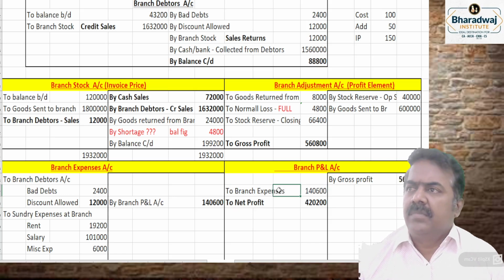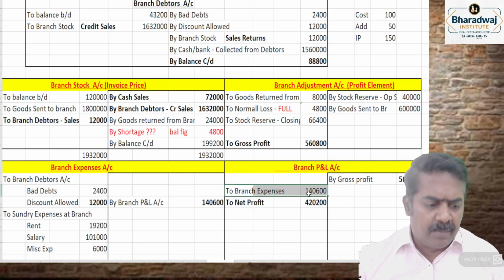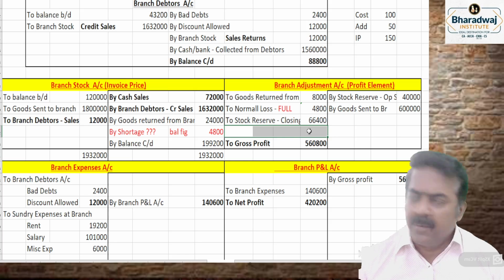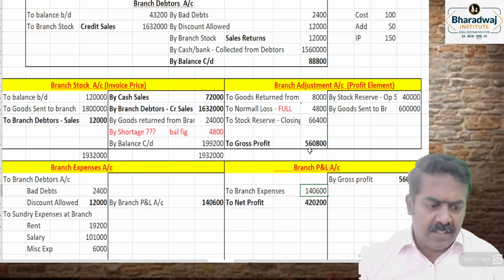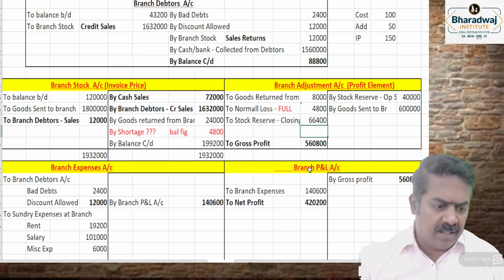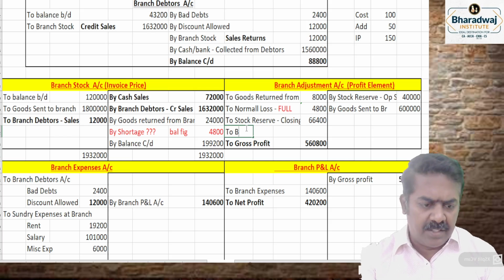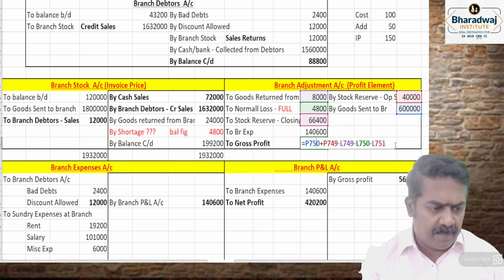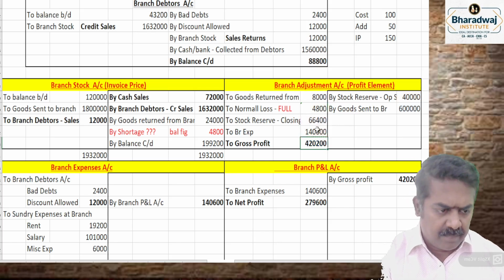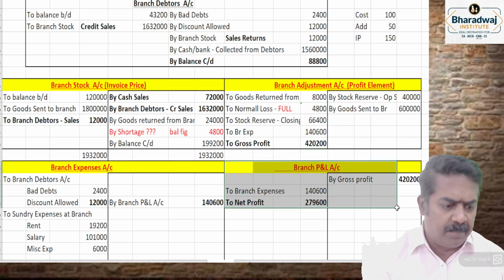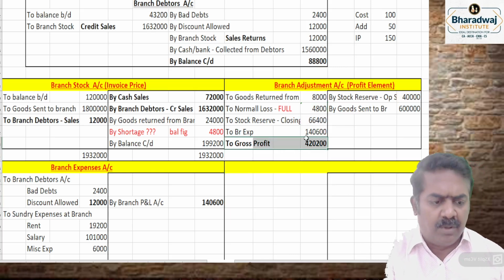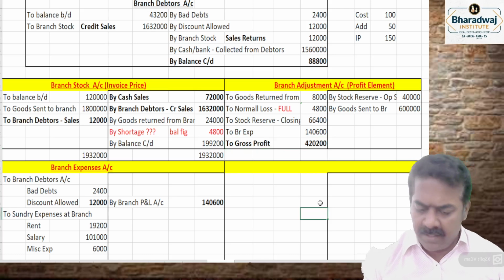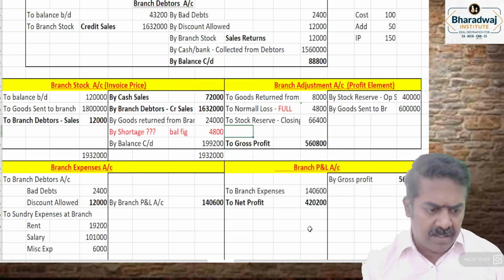Actually, in your suggested answer, what they have done is they charged the branch expenses in the branch adjustment account. Instead of 1,40,600 in branch expenses here, they charged to branch expenses 1,40,600. Then they worked out the net profit directly, 4,22,200. They didn't prepare branch P&L. They worked out the profit in the branch adjustment account itself. But the correct and proper answer is this.